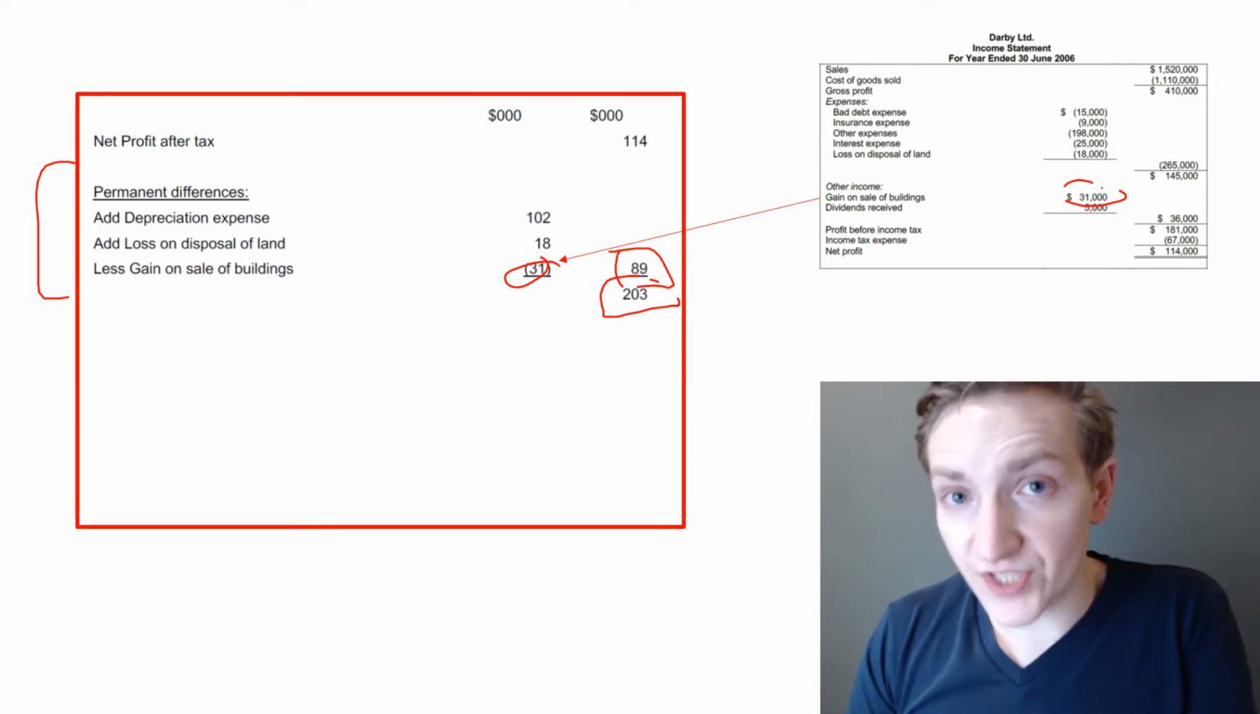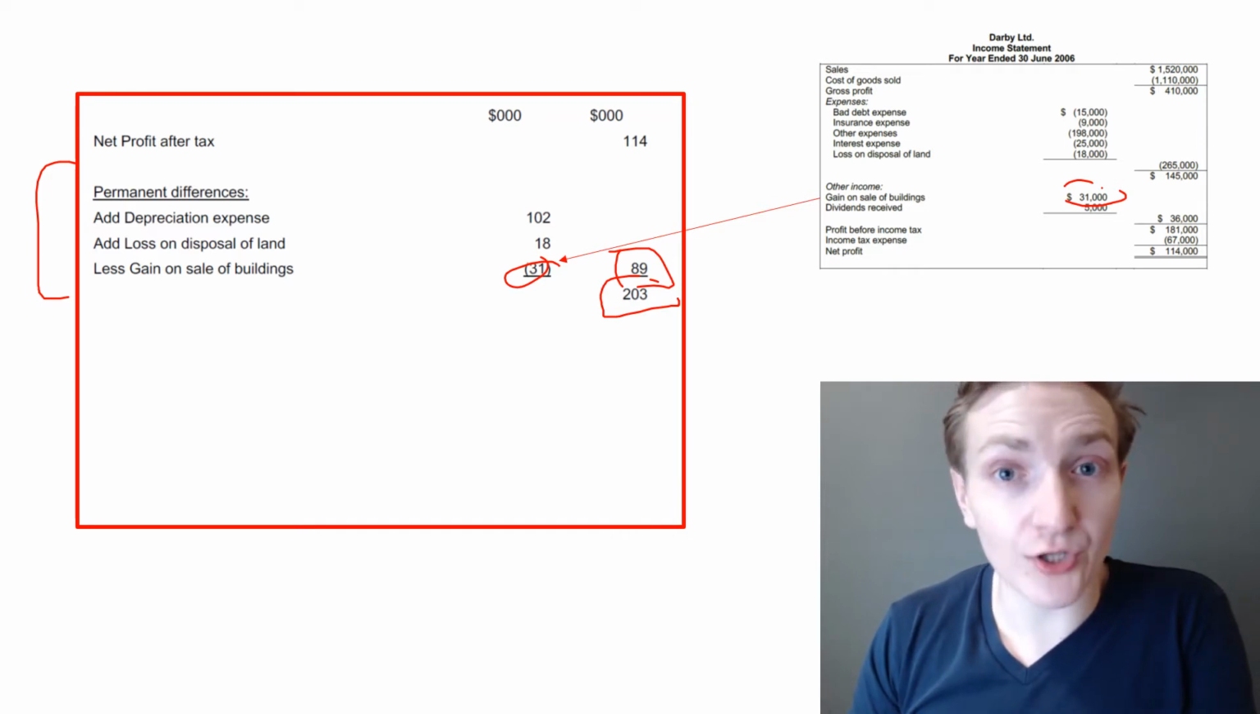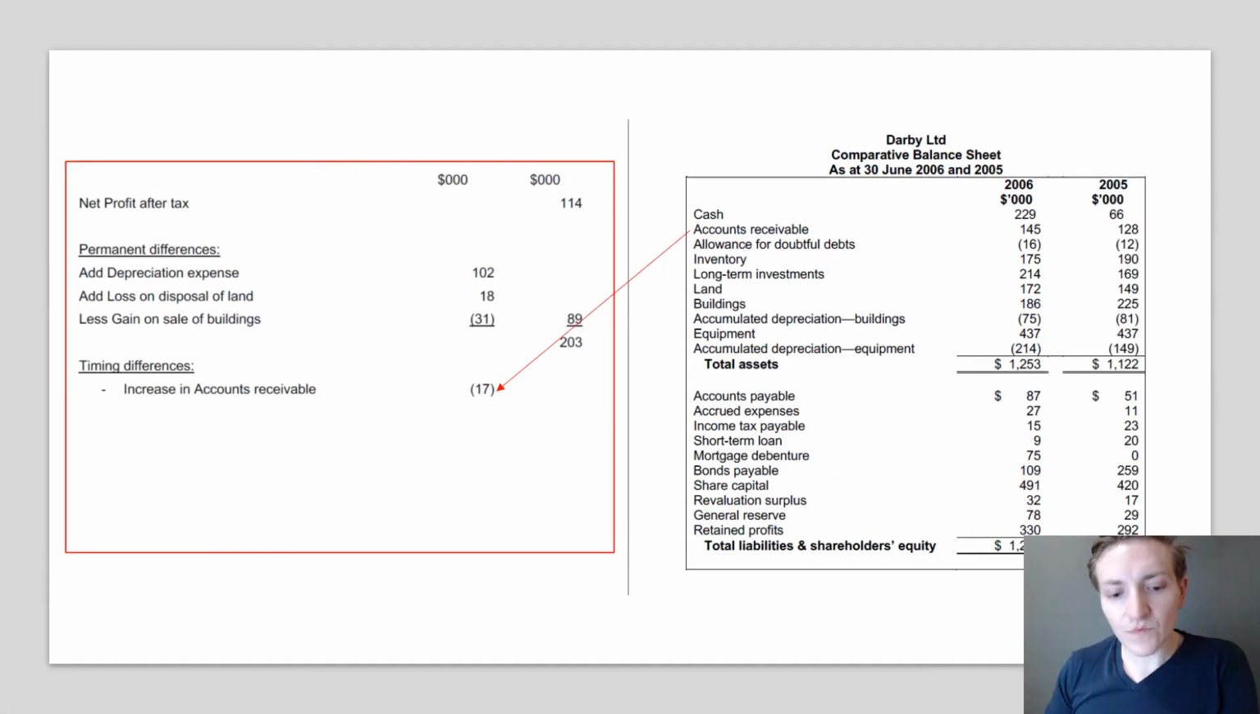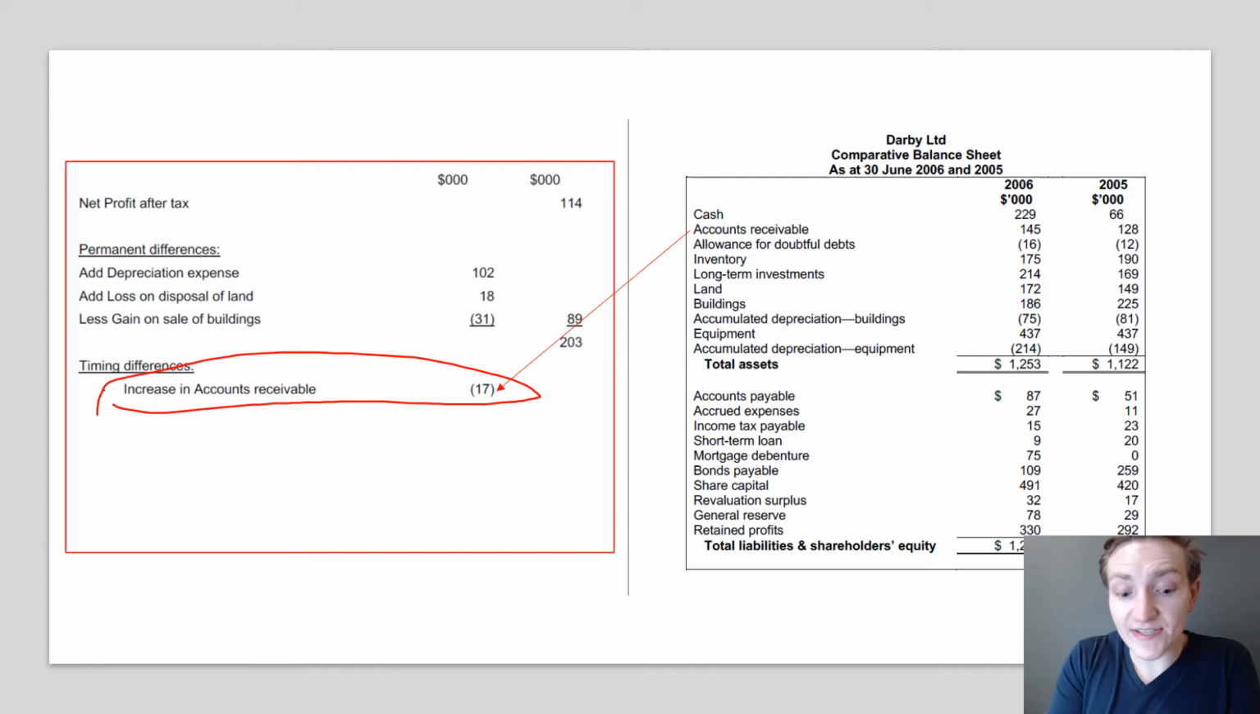However, the permanent differences aren't the end of the story. We also need to look at timing differences, which basically represent issues to do with accrual accounting and the like. So with our timing differences, we might want to start with the changes in accounts receivable. Now, why is this the case? Well, when you have an increase in your accounts receivable, this is going to increase your profit because you will have made a sale, presumably a profitable one.